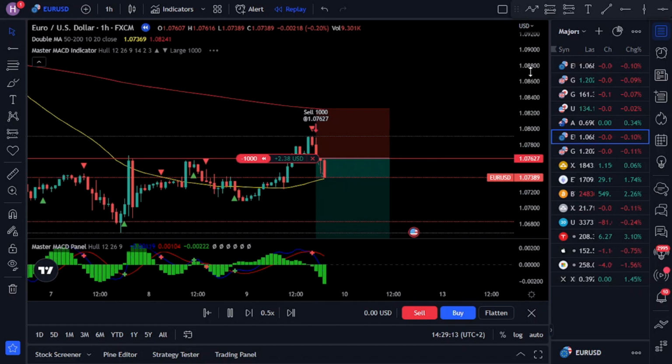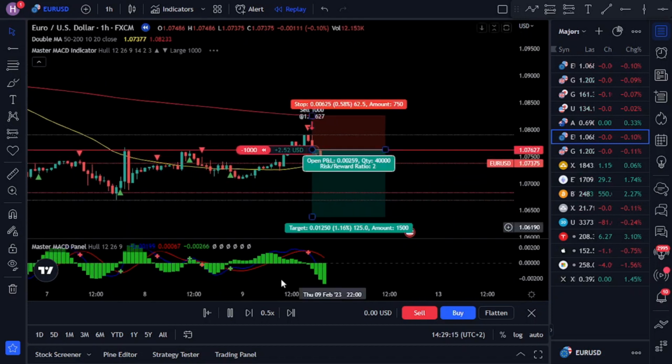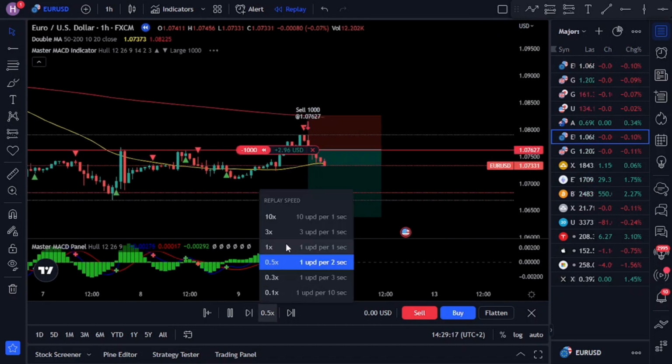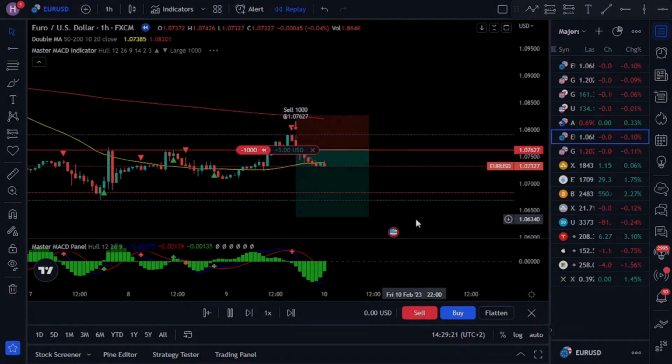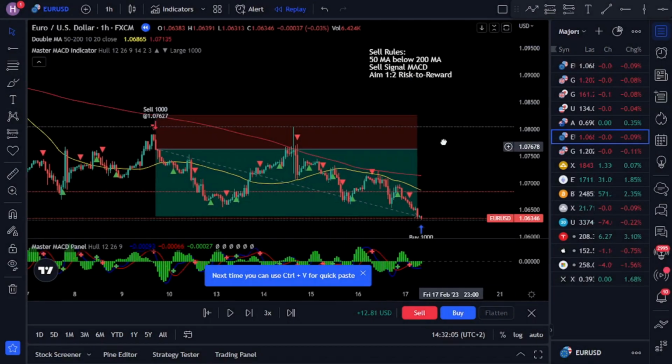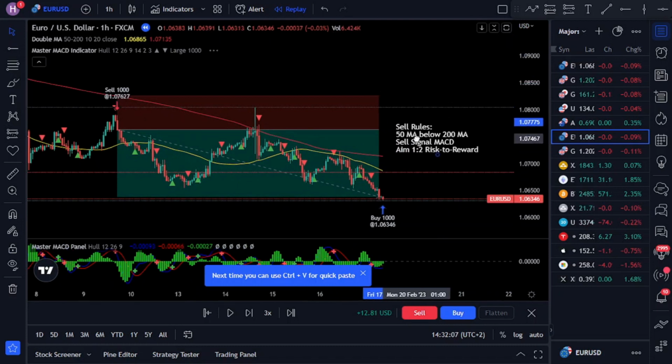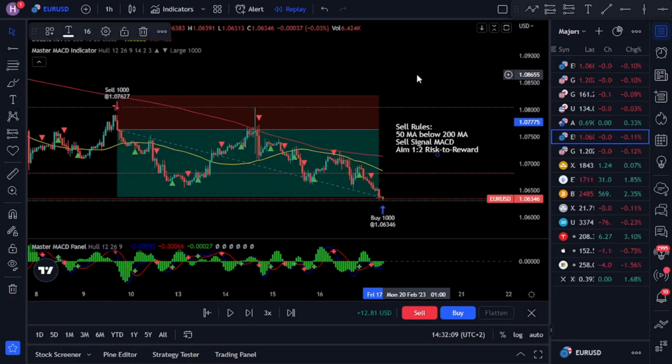Next, let's take a look at a summary for the sell rules for this trend following trading strategy. For a sell trade, the 50 moving average or yellow line needs to be below the 200 moving average, which is our red line. Next, we wait for a sell signal to be printed by the master MACD indicator.